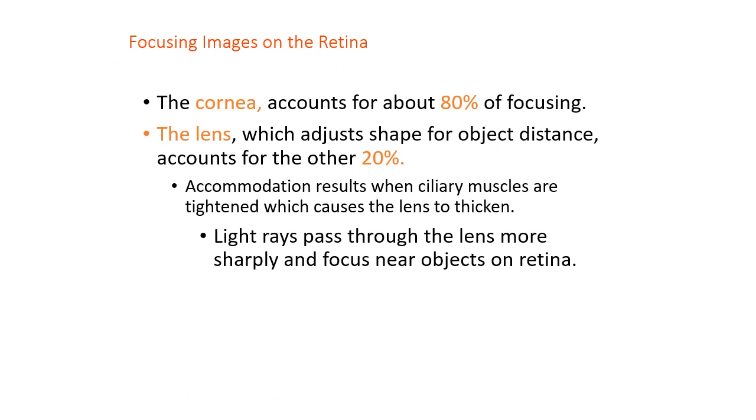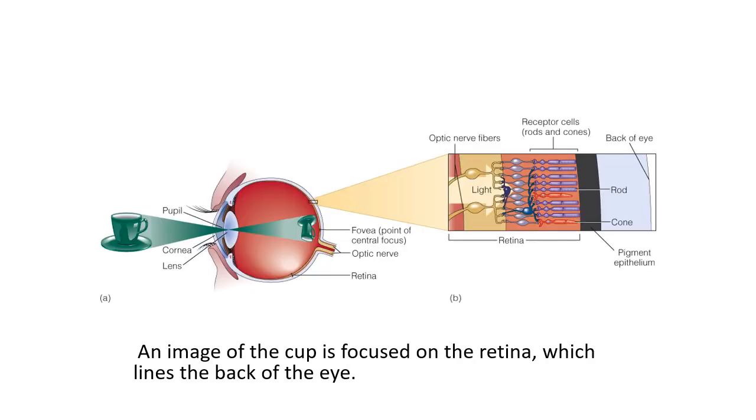So the cornea accounts for about 80% of the focusing of an image, and the lens, which adjusts its shape, that is called accommodation, accounts for another 20%. So light rays pass through the lens more sharply and focus near objects on the retina. In this picture there is a cup, that is an object, and it is focused on the retina which lines the back of the eye, that is the light sensitive layer, and we are seeing an inverted image of the cup.